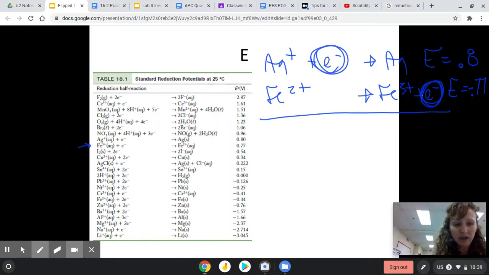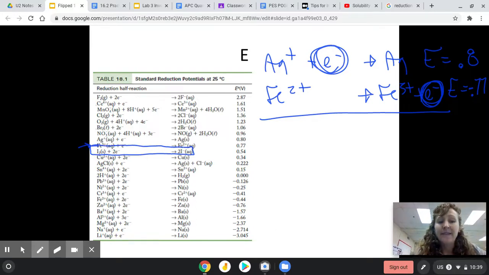If I had paired silver with iodine, for example, right here, notice that iodine takes on or gives off 2 electrons. So in that case, I would have had to double the silver reaction. So I would double silver plus, I would double e minus, I would double Ag, I would not double the cell potential. So that's really, really important. You can double the whole reaction, and it does not double the cell potential.